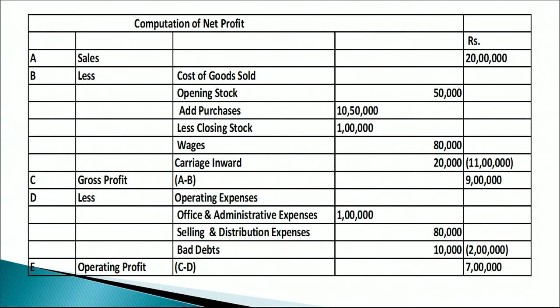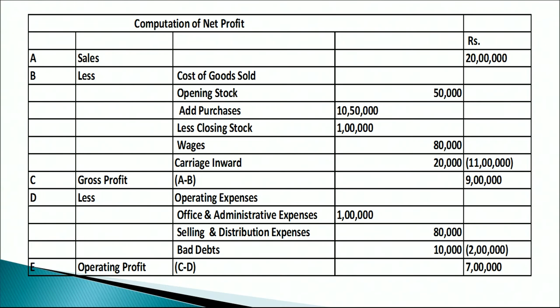This example shows that there has been a sales of 20 lakhs. There is a cost of goods sold which comprises the opening stock. We have added back purchases. We have deducted the closing stock, added the direct labor expenses, that is wages, and also the carriage inward, the transportation charges for bringing in those purchases. And we have deducted all this from sales to arrive at a gross profit of 9 lakh.